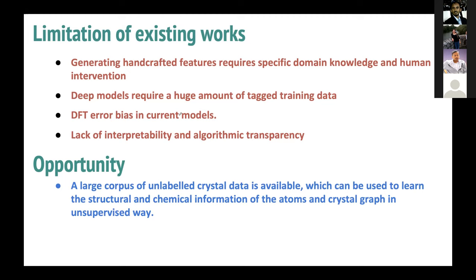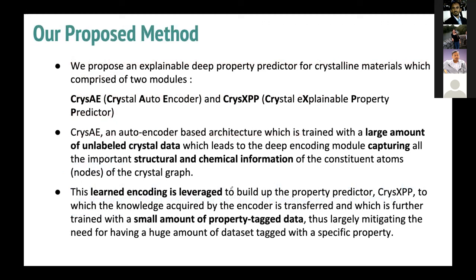So what is happening? There are some properties for which there is very little tagged data. The tagged data is very less, but there is a large corpus of unlabeled crystal data, which can be used to learn the chemical and structural information of the atoms and crystal graphs in an unsupervised way. That way, we can accelerate the representation learning or make the representation learning better just by learning the structural and chemical information. Let me give you an example. And before that, just let me tell you what our proposed method is.